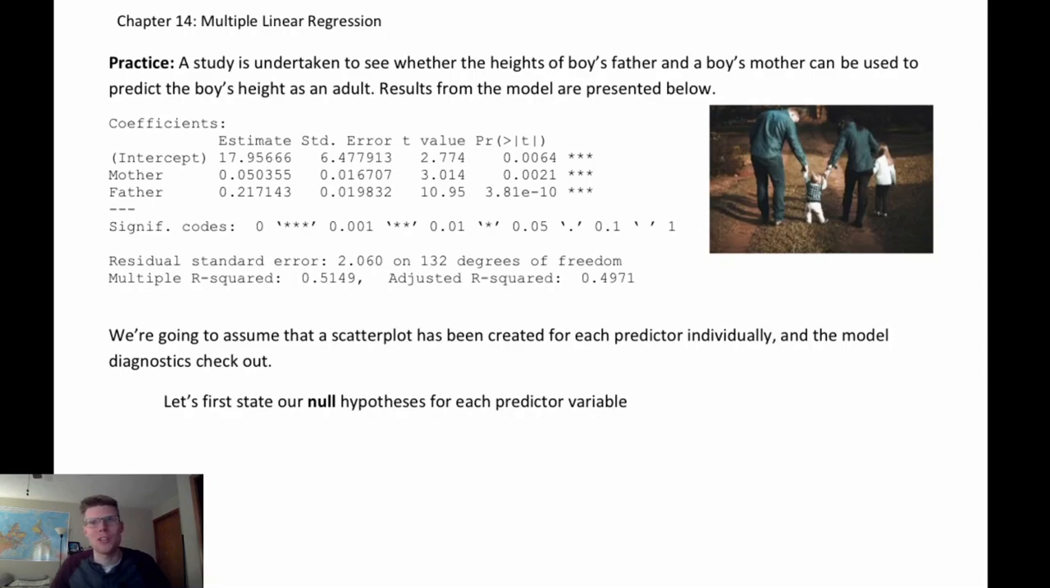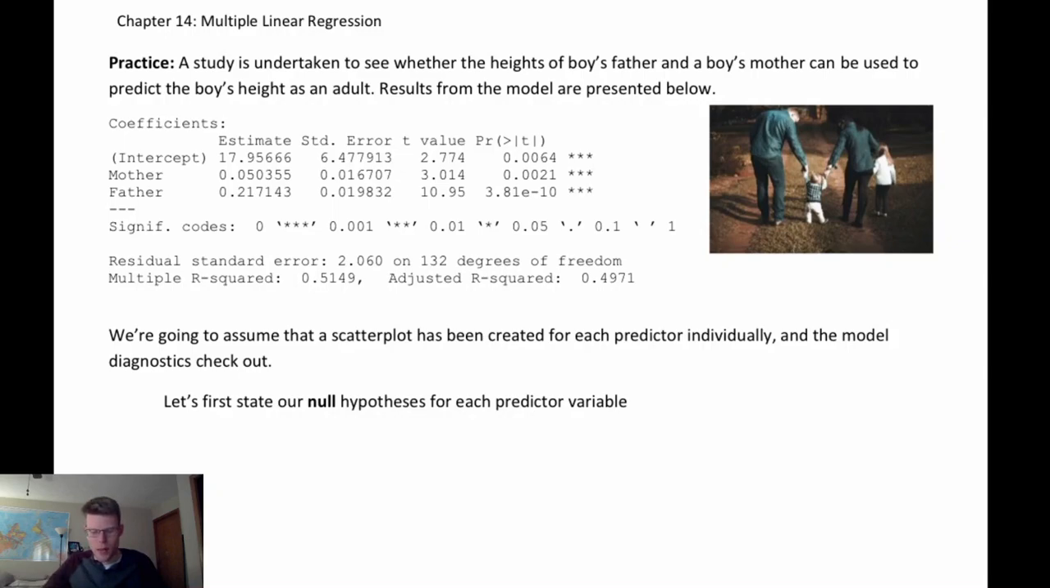So here's an example where we're going to model a boy's height. I don't know what age it is, honestly. Maybe it is when that boy is an adult. Maybe it is when that boy is still some certain boy age. But we're going to use two predictors, mother's height and father's height, as predictors of boy's height. And we have about 134, I think, boys and their parents' heights in this particular sample. And so we fit a model and we got the following regression output.